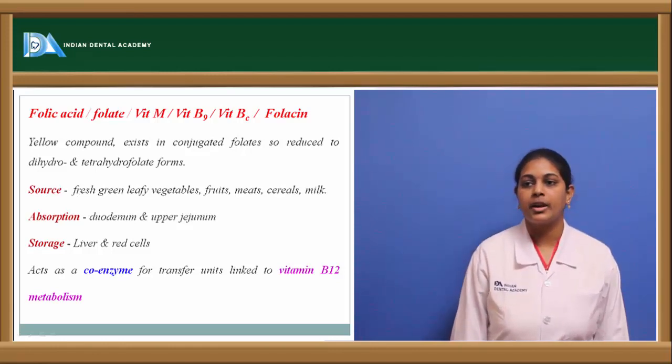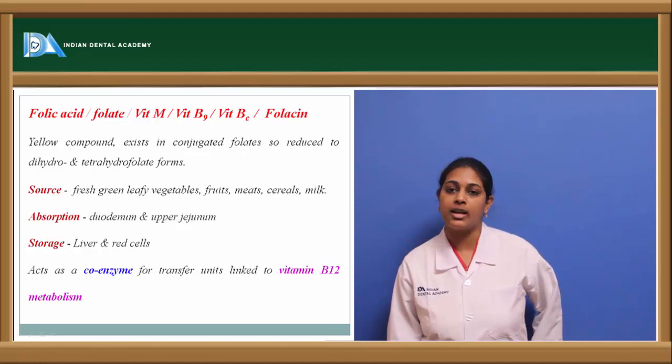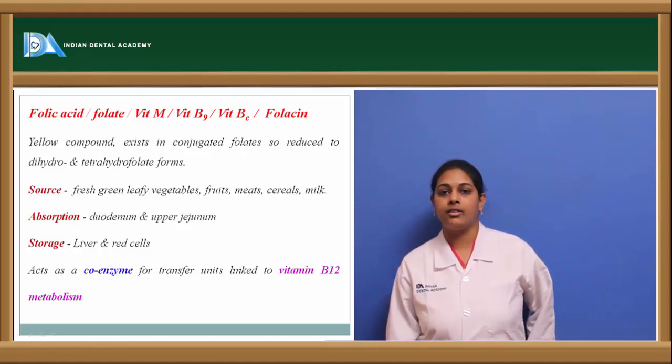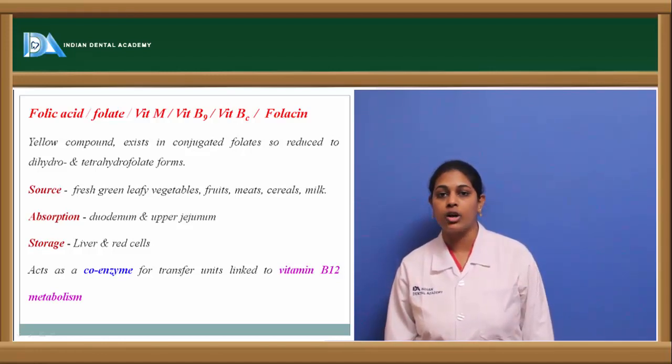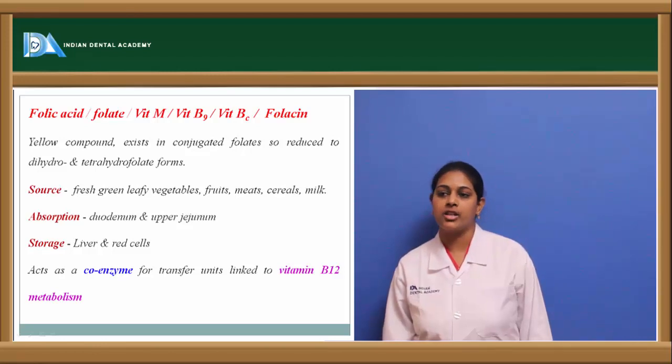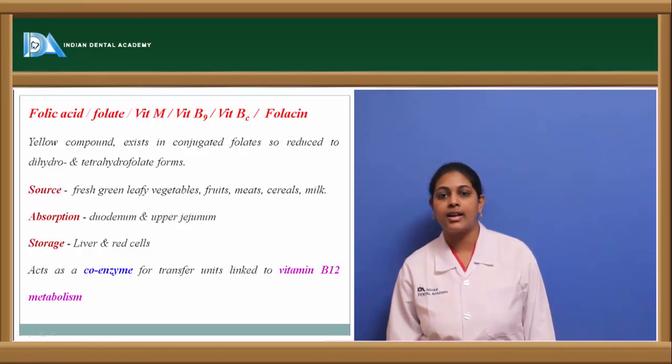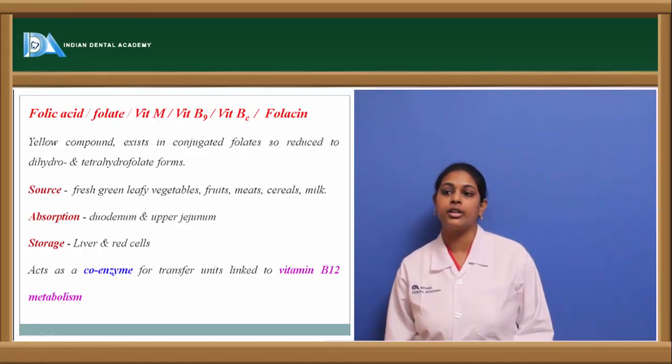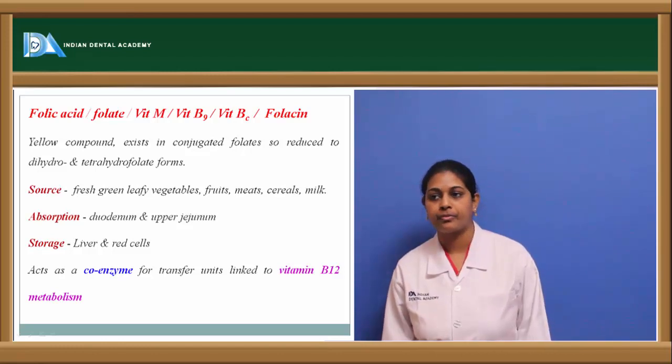It is mainly absorbed in the duodenum as well as in the upper jejunum, and as with the other vitamins, it is being stored in the liver as well as in red cells. And the major function of folic acid is that it acts as a coenzyme where it transfers the units linked to the vitamin B12 metabolism, that is the cyanocobalamin.